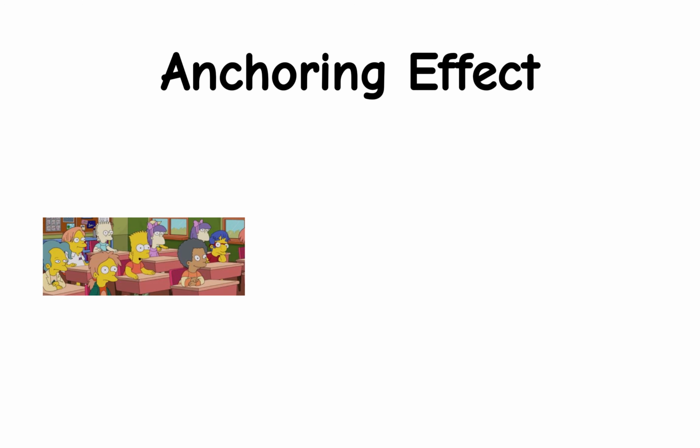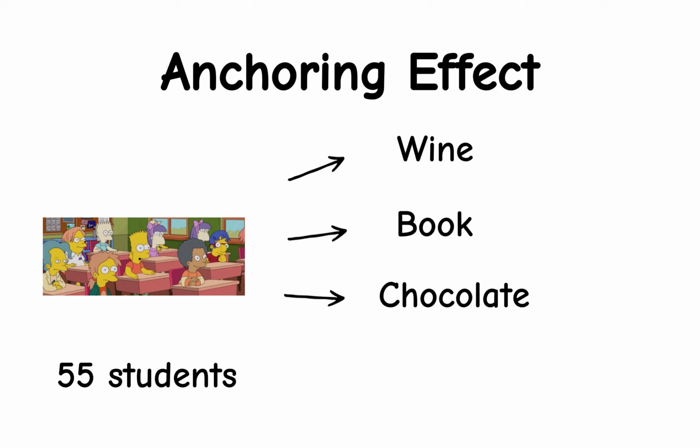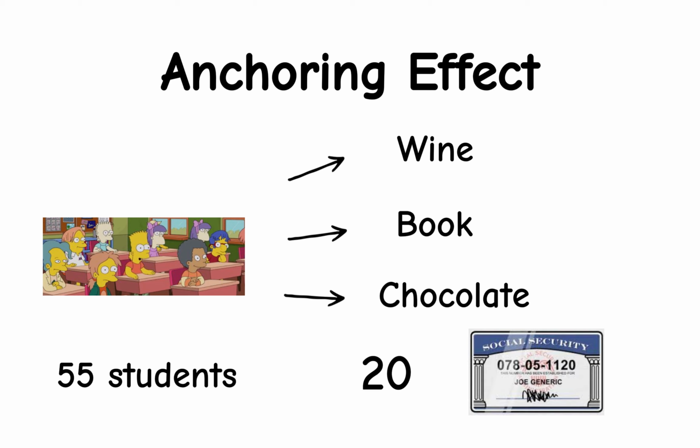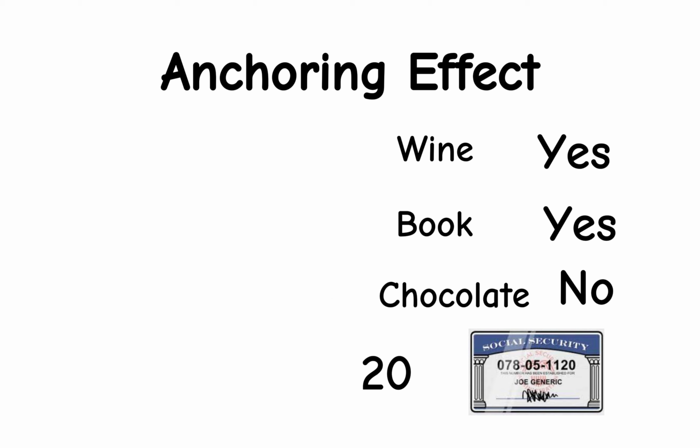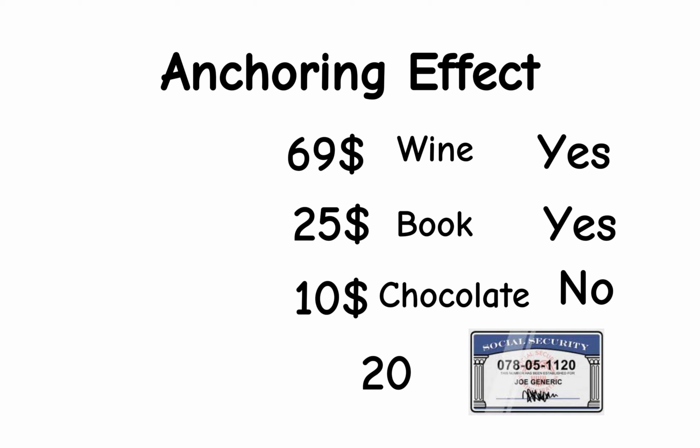Anchoring effect. A group of students was presented with items for sale, such as wine, book, and chocolate. They were asked to write the last 2 digits of their social security number and answer if they were willing to pay this amount for each of the items. After that, each student was asked to write the highest amount they were ready to bid for each item.